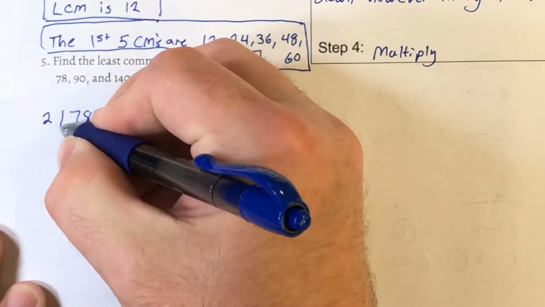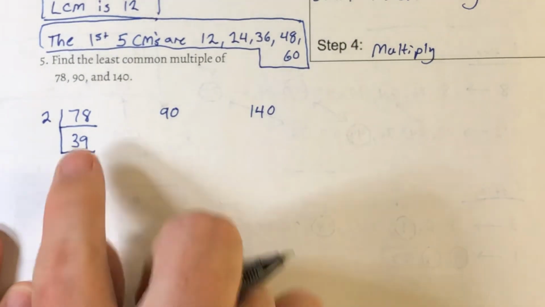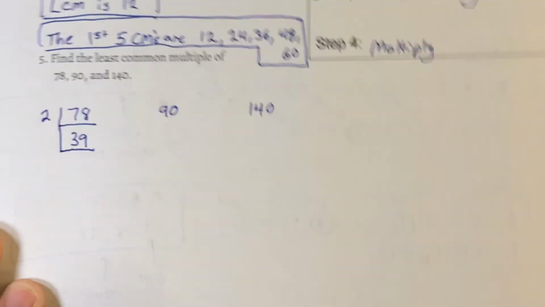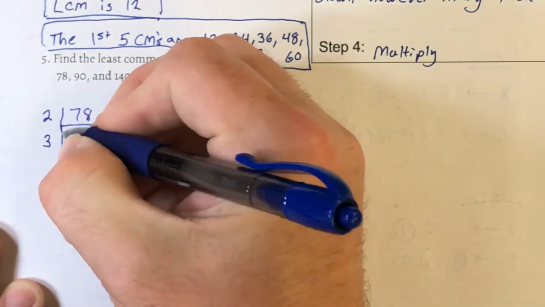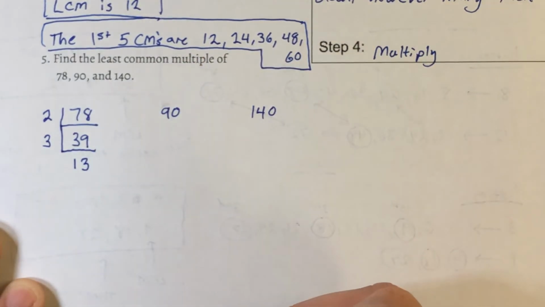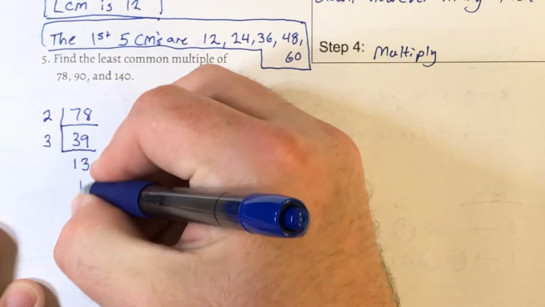Is 39 prime? No. Continue your ladder. What's the smallest prime number? 2. Will 2 go into 39? Absolutely not. So I go to 3. Will 3 divide evenly into 39? Yes. How many times? 13. 13, 26, 39. Next, is 13 prime? Yes. So stop.